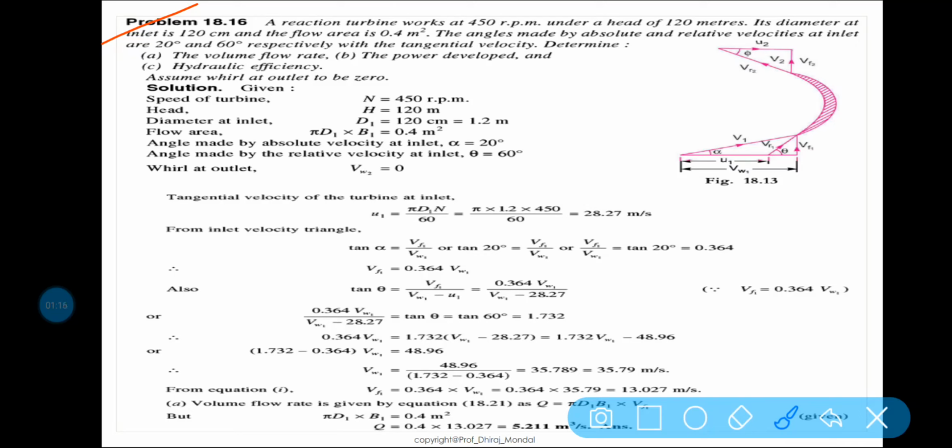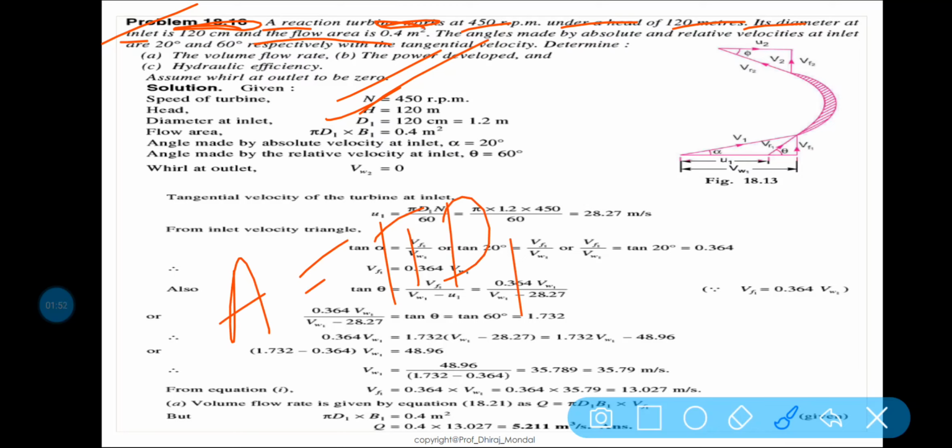Let us discuss. A reaction turbine works at 450 RPM under a head of 150 meter. So head is given and RPM is given. Its diameter at inlet is 120 centimeter, that means D1 is given. And the flow area is 0.4 meter square. So area is equal to pi D1 into B1, which is equal to 0.4 meter square at inlet.